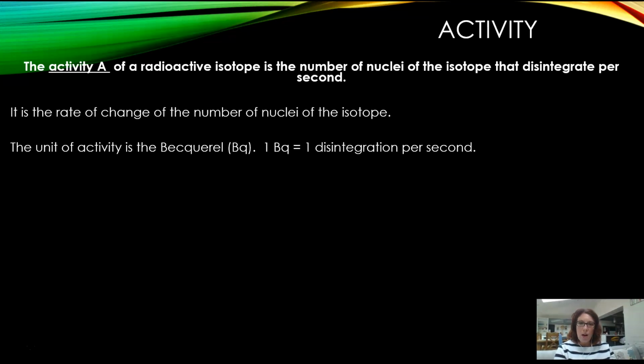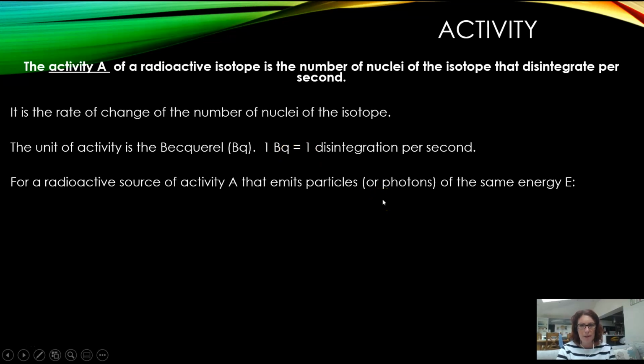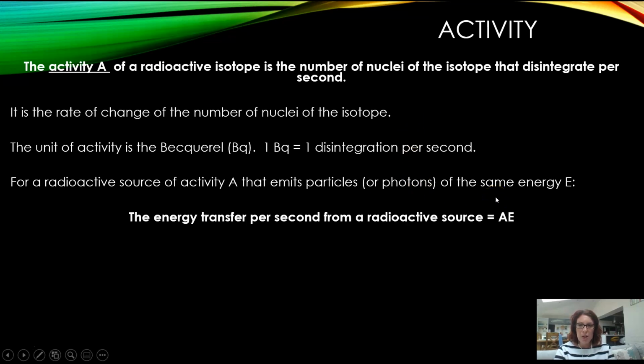You get some activities which are really high, so you can get millions of bits of radiation being given out a second, and then you get some which are really low, so you can have barely anything given out in a second. Okay, so sometimes you can change this unit of activity to like years, okay, but it wouldn't be in becquerels then. So for a radioactive source of activity A that emits particles or photons of the same energy, you can calculate how much energy you're going to get transferred per second from a radioactive source.